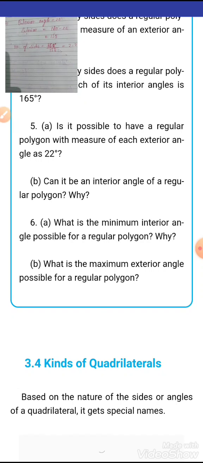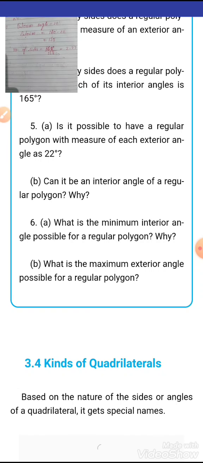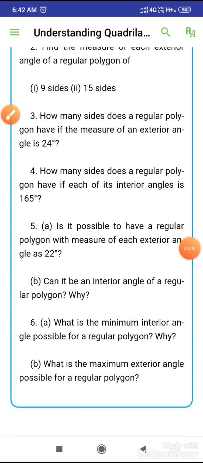Question number 6 is what is the minimum interior angle possible for a regular polygon? Why? And in B part, we have to find the maximum exterior angle possible for a regular polygon.